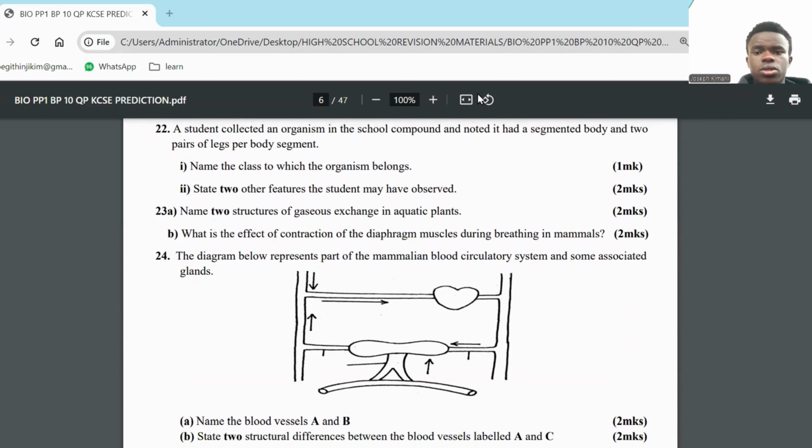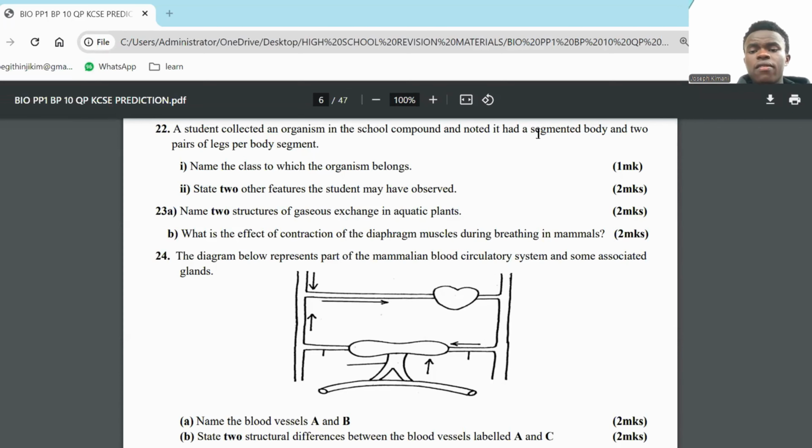So question 22 asks, a student collected an organism and noted it had a segmented body and two pairs of legs per body segment. Please note that you've been given two characteristics of an organism here. First of all, it has a segmented body, and second, it has two pairs of legs per body segment. What are we talking about here?